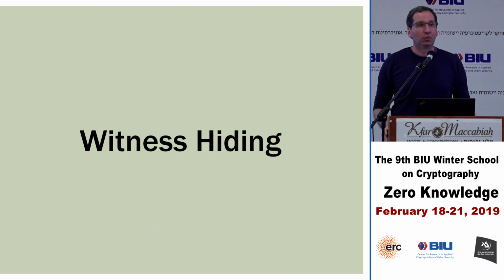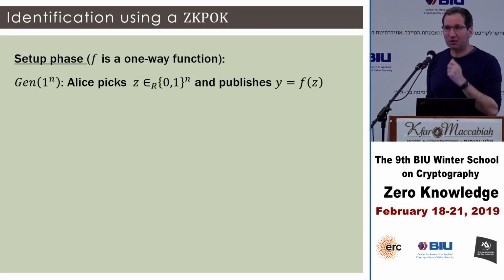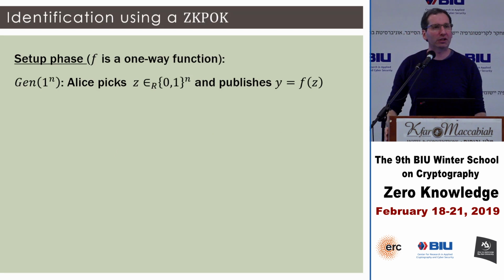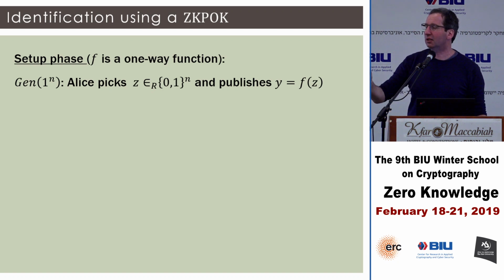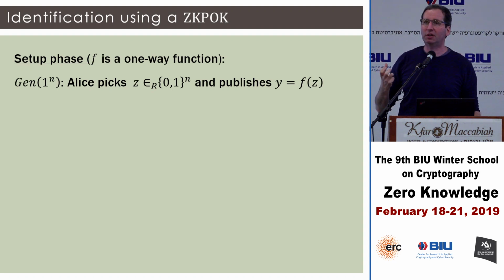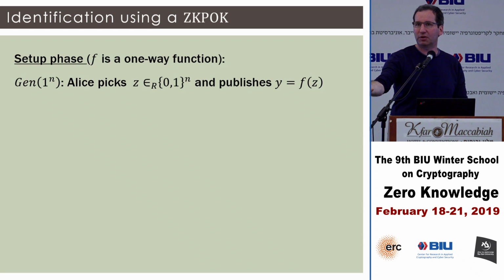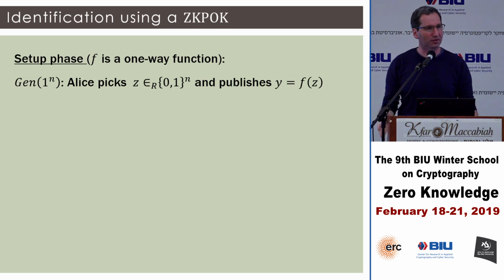Okay. Witness hiding. To motivate witness hiding, I don't want to get too technical into this. Let's look into the application. Here is what we talked about in the first lecture today, how to use zero knowledge to build an identification scheme. Alice wants to publish some public information for which only she knows the secret, and then she's going to prove to Bob that she knows the secret, and she's going to do it in zero knowledge so that later Bob cannot impersonate her, because it only convinced Bob that she knows the secret.